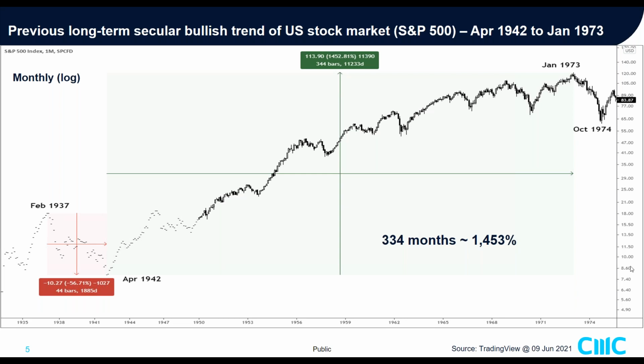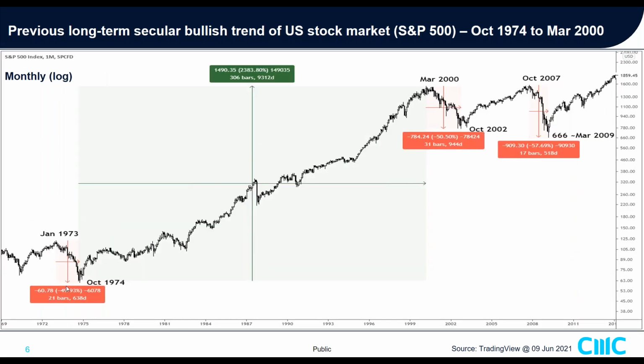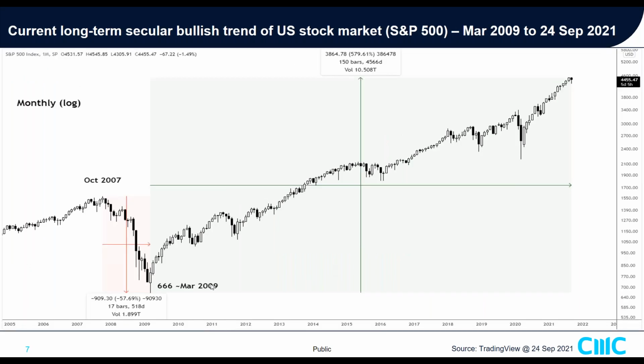Then the next secular one will be October 1974 to March 2000. It lasted for 306 months, with over 2,000% return. Pardon me, 2,384%. All right. Then definitely the current one that we have right now, from the famous 666 low in March 2009. Currently, if you look all the way up to the 24th of September, that's the current all-time high.